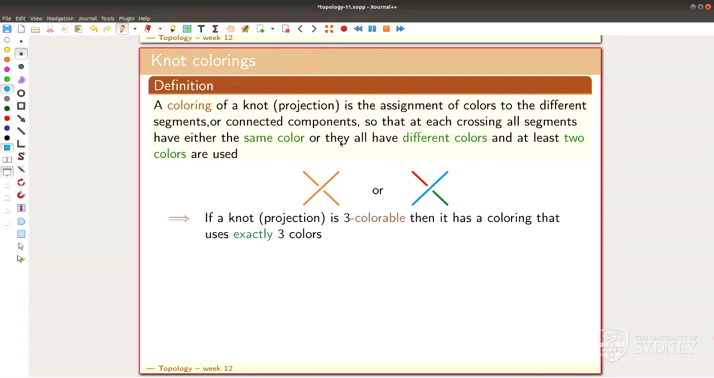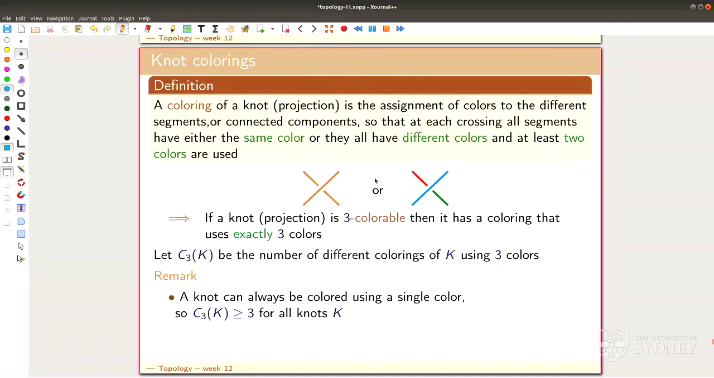And this is called the three coloring, and if a knot projection has a three coloring that uses all three colors, so monochromatic ones are a little bit boring, we take them out. If it has something that uses all colors, we call it three colorable. So we color the knot. We'll see some nice examples in a second. But the point is all three colors need to appear.